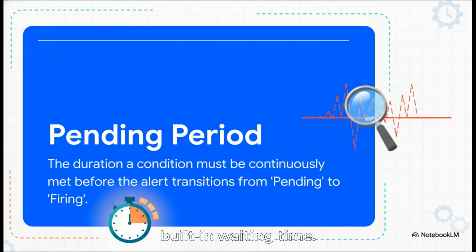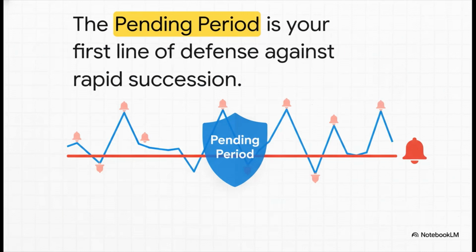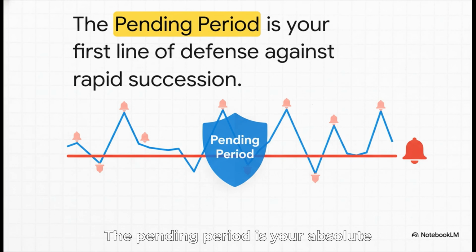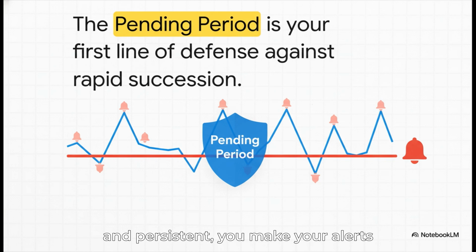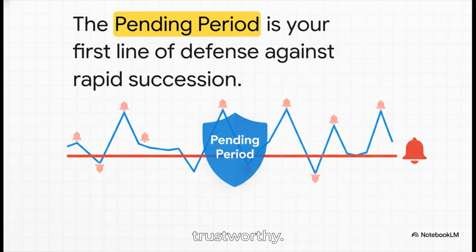Think of this as a built-in waiting time. When a threshold is first crossed, Grafana doesn't just immediately fire off a notification. Nope. It puts the alert in a pending state and waits. It's basically asking, hey, is this a real problem or just a temporary little blip? And this is exactly why it's so critical. The pending period is your absolute best friend when it comes to fighting those annoying flapping alerts. You know, the ones that fire one minute and resolve the next. By making sure the condition is stable and persistent, you make your alerts way more reliable and trustworthy.